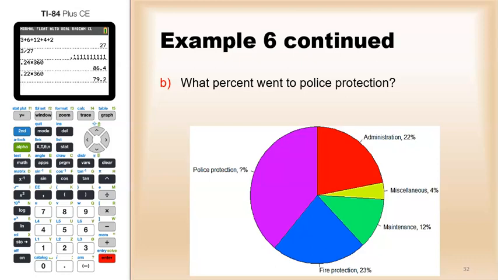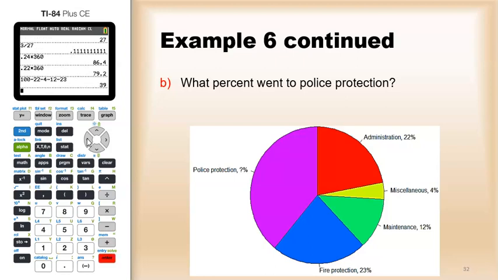What percent went to the police protection? Well, overall, if we add up these numbers, these percents should add up to 100%. So if I want to figure out this one, subtract off the others. So 100, minus 22 for administration, minus 4 for miscellaneous, minus 12 for maintenance, and minus 23 for fire protection. So it looks like 39%.